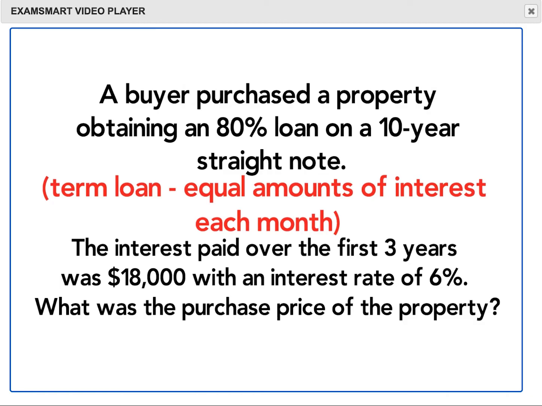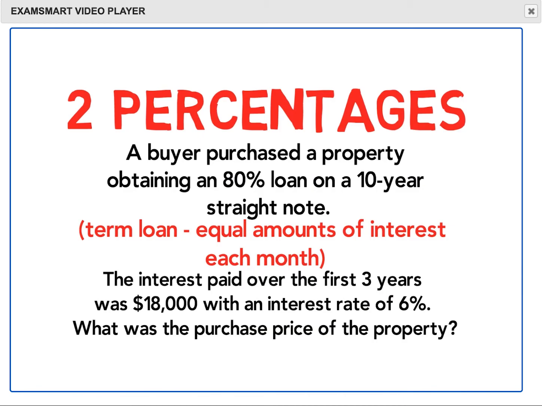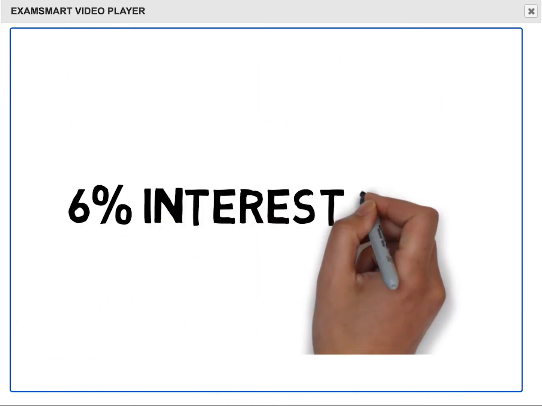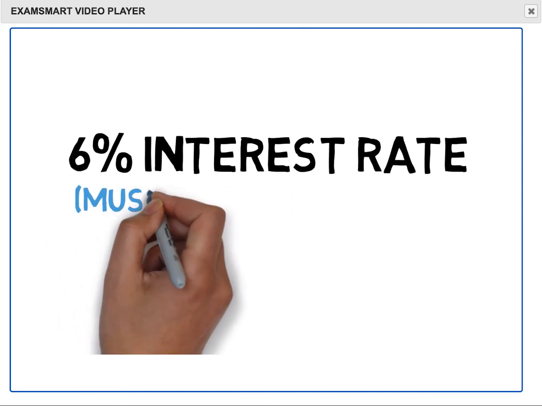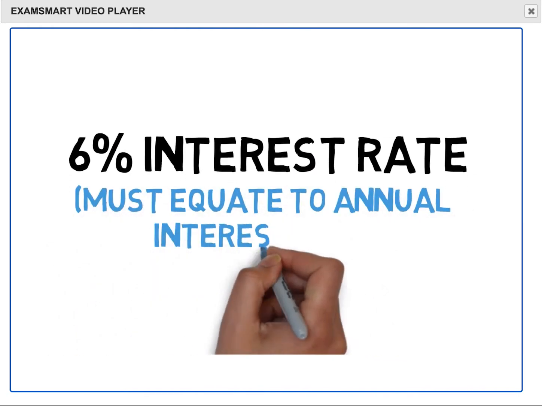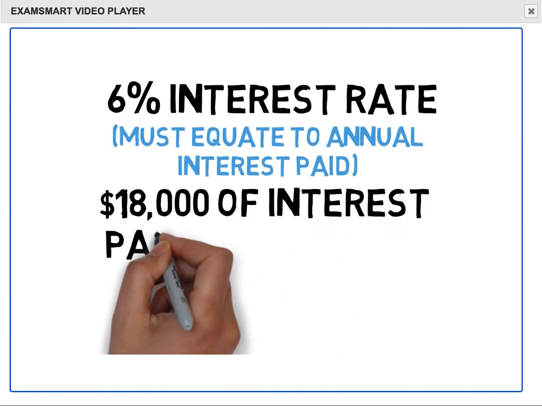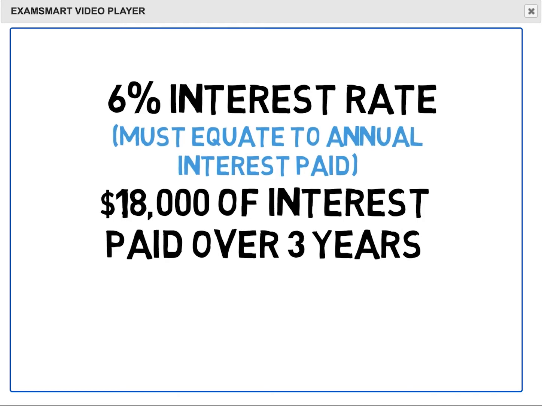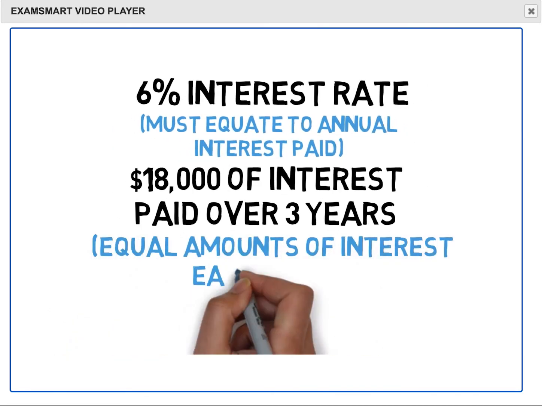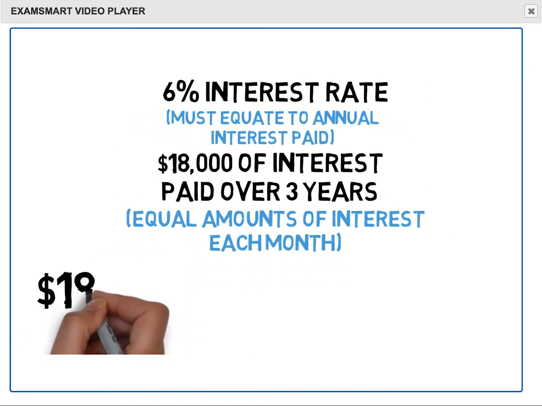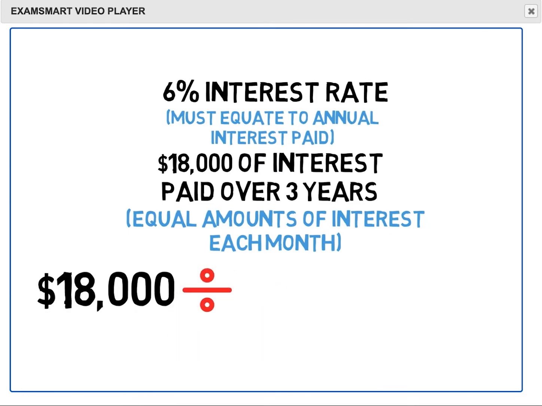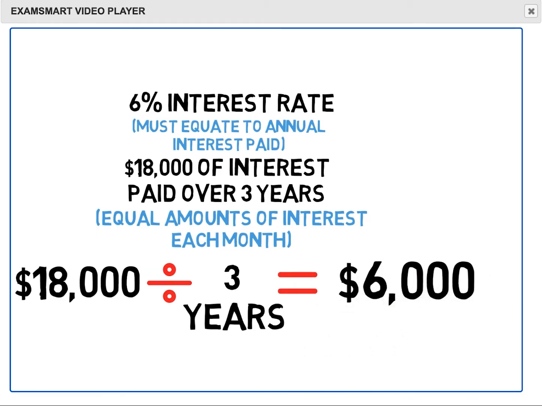In this case, I once again have two percentages in the math problem, so we will draw two T's. Let's first off look at that 6% annual interest rate. That has to equate to annual interest paid. We have $18,000 of interest paid over 3 years. And since a straight note is equal amounts of interest each month, we can simply take the $18,000 and divide by 3 years, which means that we paid $6,000 in interest per year.